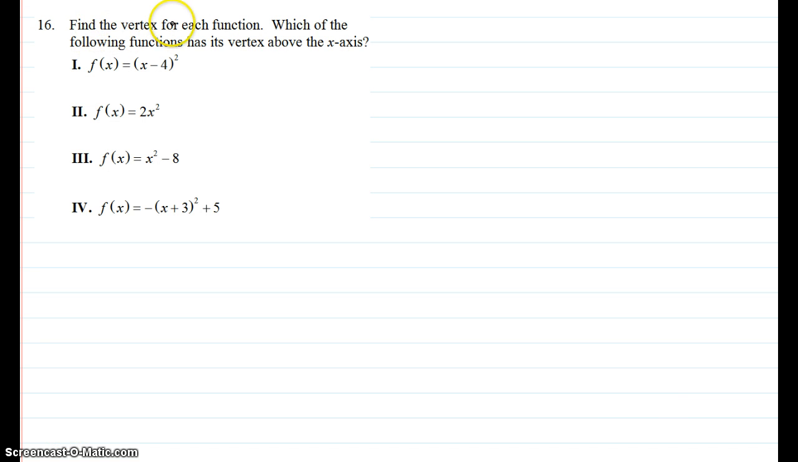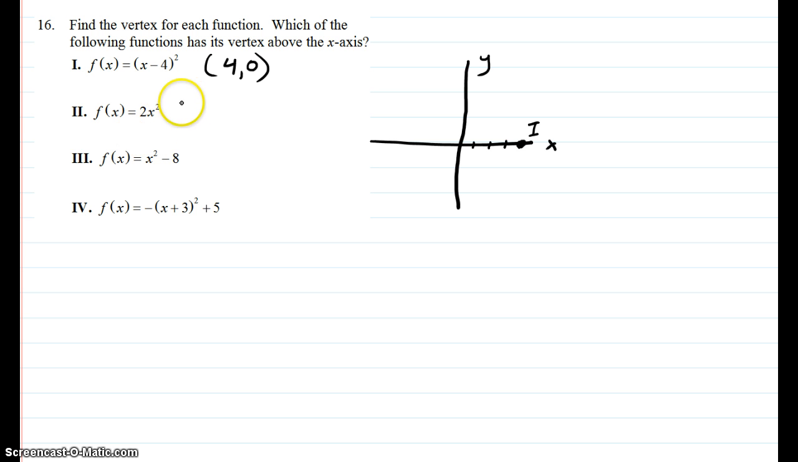All right, for 16, find the vertex for each function. Which of the following functions has its vertex above the x-axis? So let's go ahead and draw a little graph. So this function, its vertex is at 4, 0. So imagine you come over here, 4, 0. This would be I, or the first one. Here, when there's no parentheses and there's no numbers, this is 0, 0.